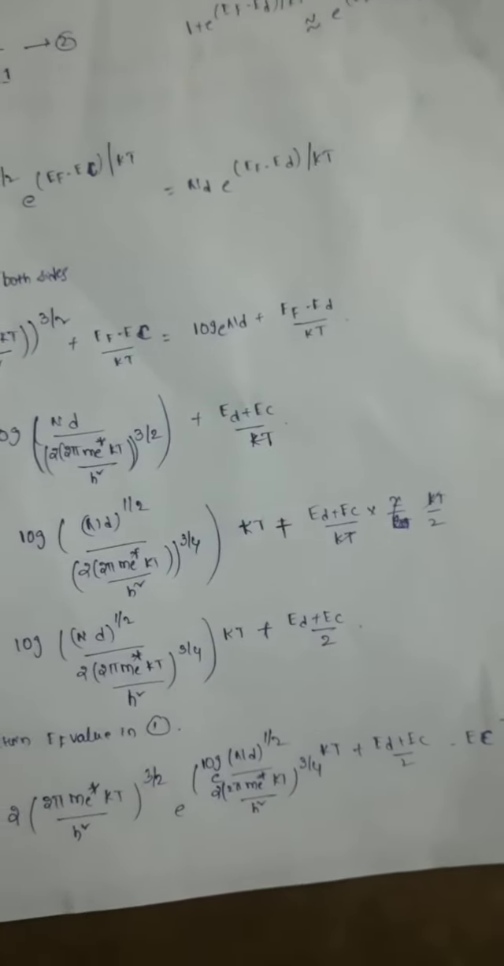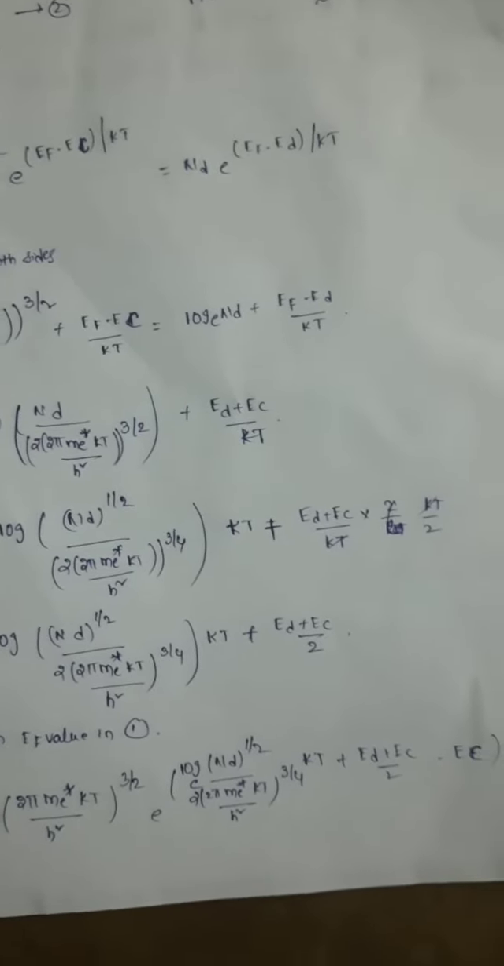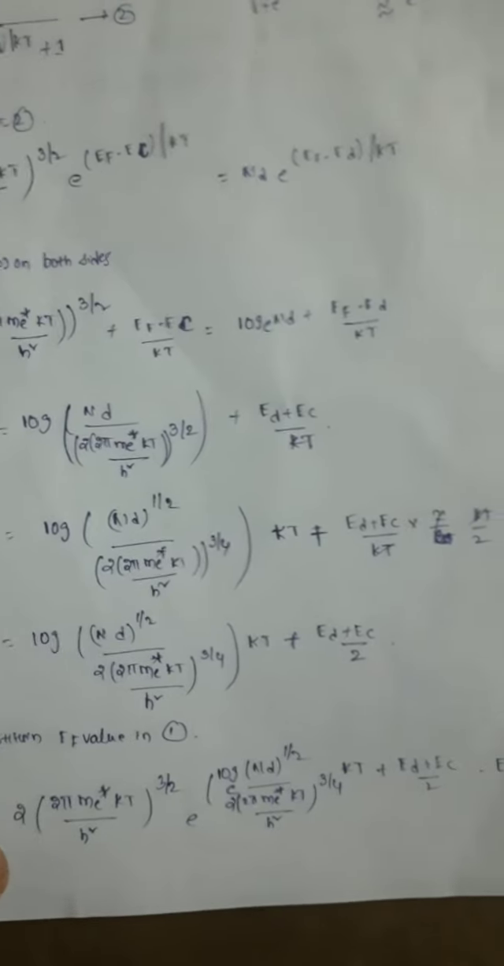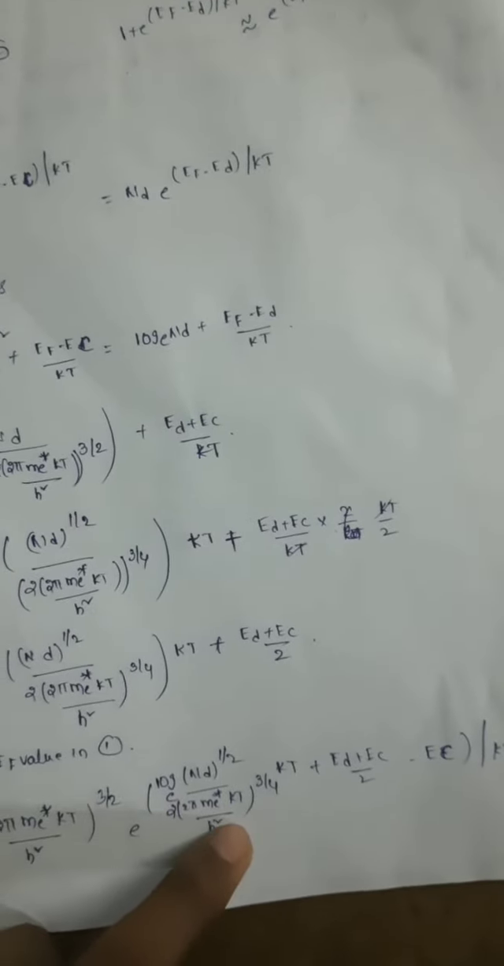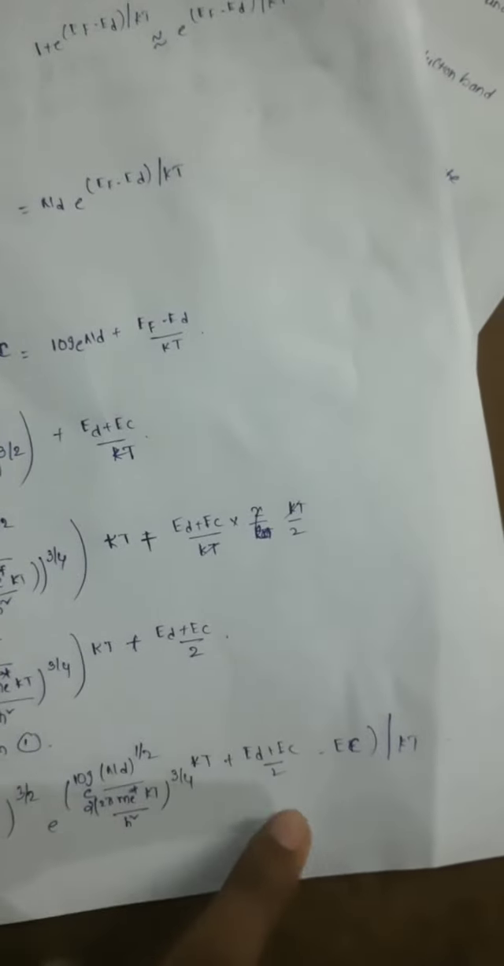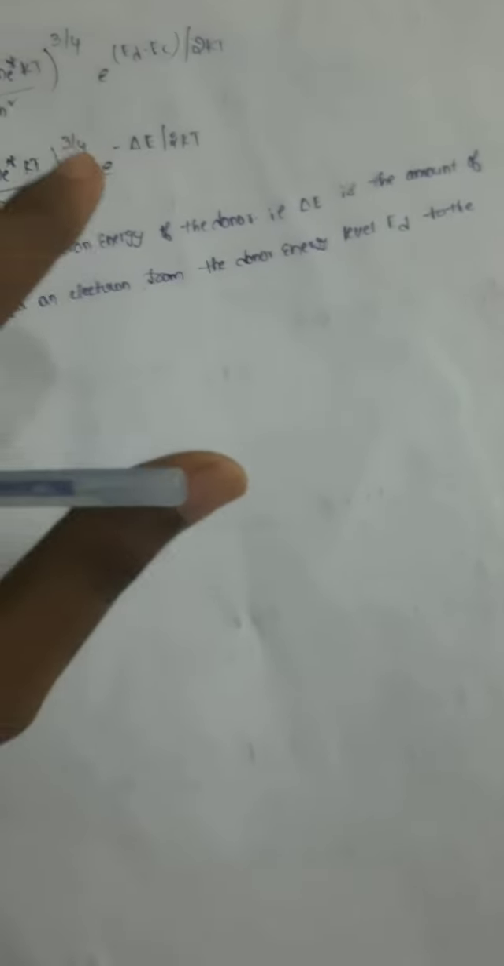Now substituting this EF value in equation 1, we obtain the expression for n, the number of electrons. That is 2 into (2 pi m star kT by h square) whole power 3 by 2 into log base e of (ND) whole power 1 by 2 into (2 pi m star kT by h square) whole power 3 by 4 into kT plus (ED plus EC) by 2 minus EC by kT, which gives n equal to 2 power 1 by 2 ND whole power 1 by 2 (2 pi m star kT by h square) whole power 3 by 4 into e power (ED minus EC) by kT. We know that delta E equals EC minus ED, but we obtain ED minus EC, so we replace this with minus delta E. So the final expression is n equal to 2 into ND whole power 1 by 2 into (2 pi m star kT by h square) whole power 3 by 4 e power minus delta E by 2kT.